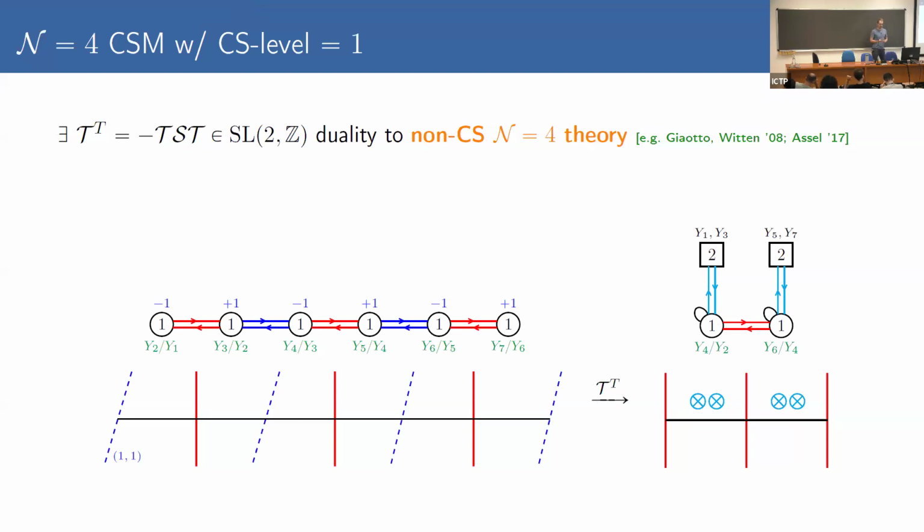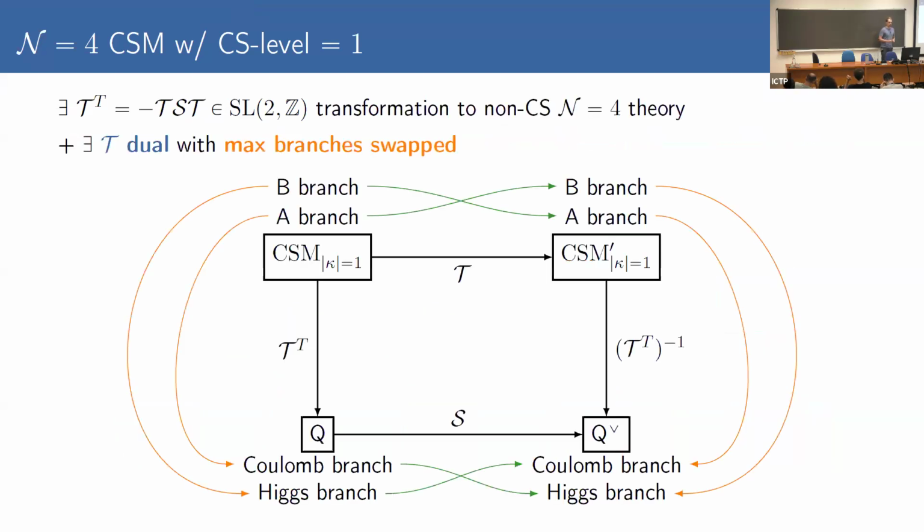But the example is still instructive because you can appreciate the following sort of huge figure. On the left-hand side, that's the transformation I just showed you. There's a Chern-Simons theory at level 1. It has 2 maximal branches, and there's a duality onto a non-Chern-Simons theory, which we call Q, which has a Higgs and Coulomb branch, and we can just map them across the duality and do computations. Good. But there's another, for now, very innocent-looking transformation that you can do.